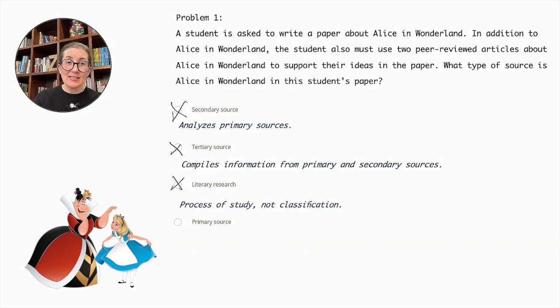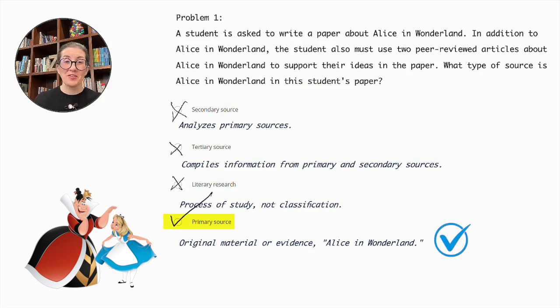The correct answer is primary source because Alice in Wonderland is the original work of literature being analyzed and discussed. In academic writing, a primary source is the original material or evidence being studied, and in this case, the original text is Alice in Wonderland. Therefore, it's primary source.